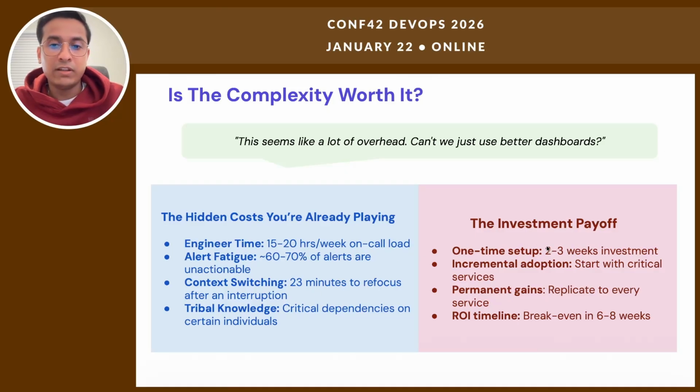However, if we invest in this, it is a one-time setup, and it could just be iterative increments. You don't have to boil the ocean at once. You can implement one service, your most critical service, focus on that, and later evolve your learning from it and implement it across. Initially you might have to spend 2 to 3 weeks, I would say even 4 weeks, when starting incremental adoption. Start with critical services, permanent gains replicate to every service. Once you implement it, it's easily replicable to any other service.